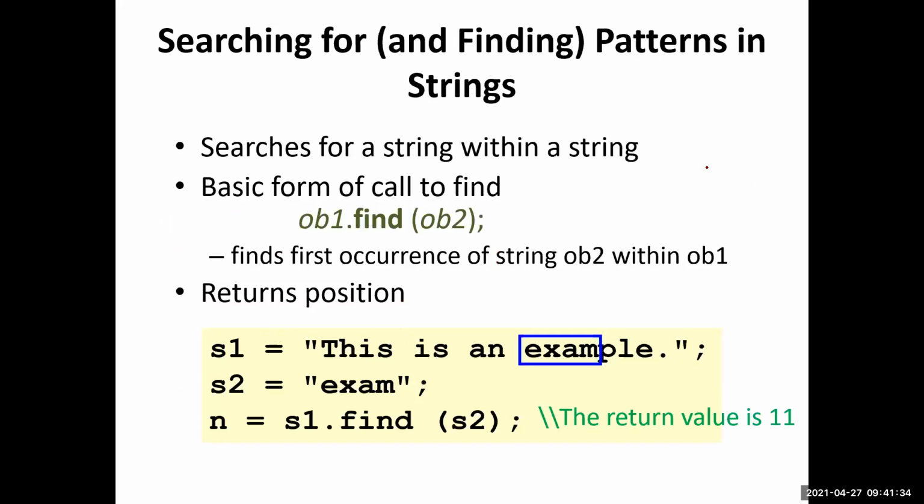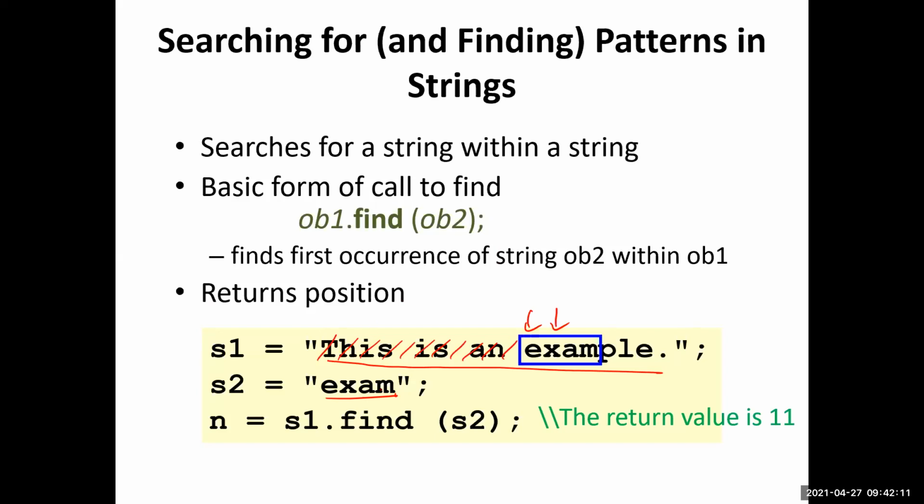Let's see one more example, right? s1 is the string "this is an example". s2 is "exam". We have to find exam in this string, right? So exam is appearing at this position. So this is 0, 1, 2, 3, 4, 5, 6, 7, 8, 9, 10, and here exam is starting at 11, right? E is at 11, so it will give you 11 as an output, right? And it is also possible that the string you are searching for does not exist, right?